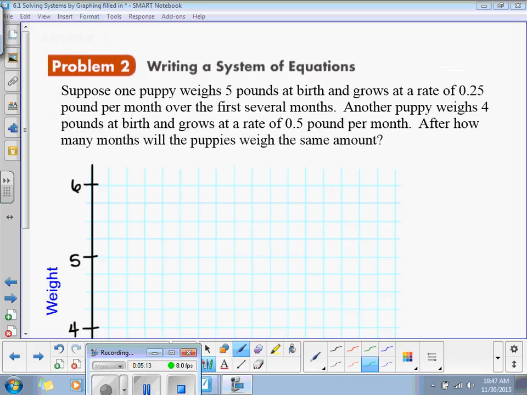Problem 2 is writing a system of equations. Okay? So, write this problem down. Suppose one puppy weighs 5 pounds at birth and grows at a rate of 25 hundredths of a pound per month over the first several months. Another puppy weighs 4 pounds at birth and grows at a rate of half a pound per month. After how many months will the puppies weigh the same amount?